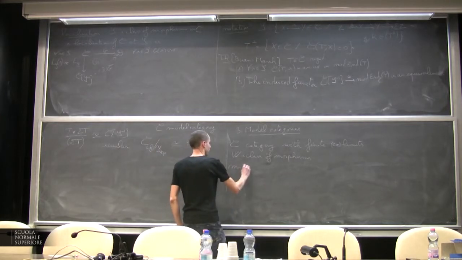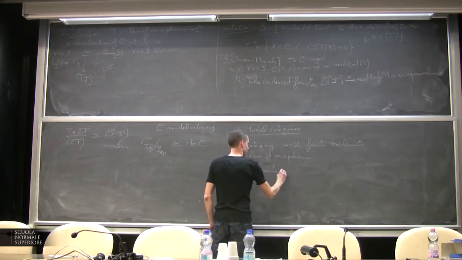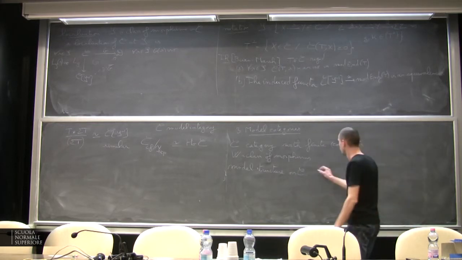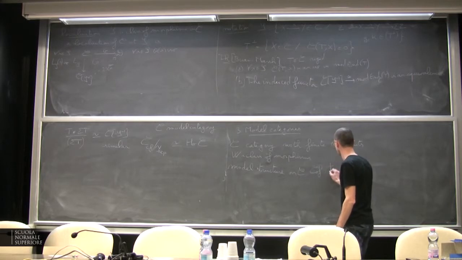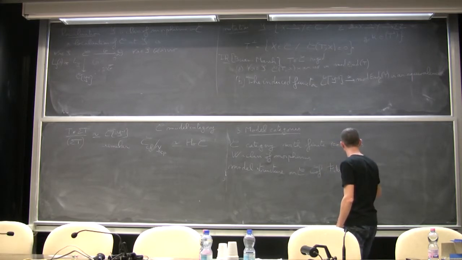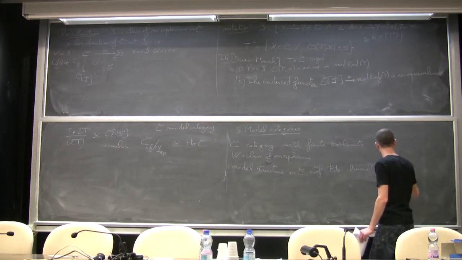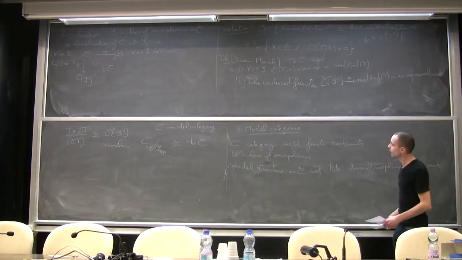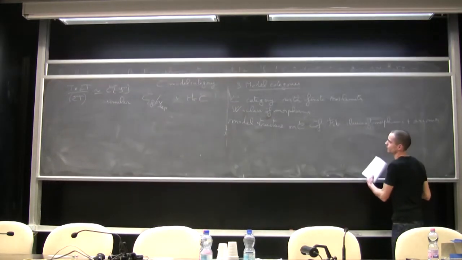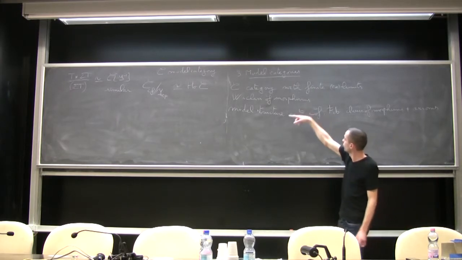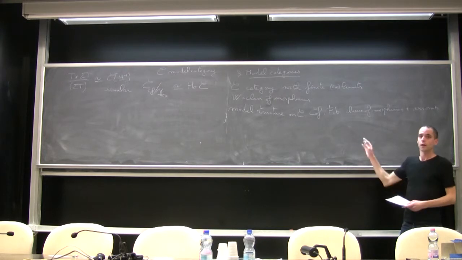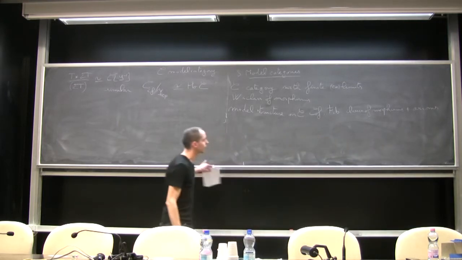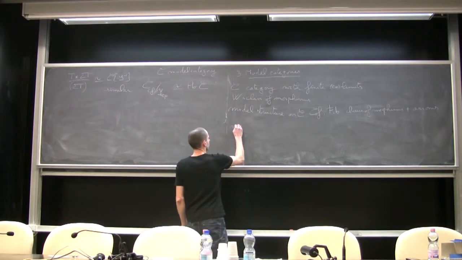Now, a model structure on C would be the datum of two more classes of morphisms called cofibrations and fibrations, satisfying some axioms. I'm not recalling all the axioms here. Some of the axioms concern some stability properties of W, Cof, and Fib. And some of the axioms describe how these three classes interact with each other. So I'll give two axioms as examples. For the first, I need some notation.